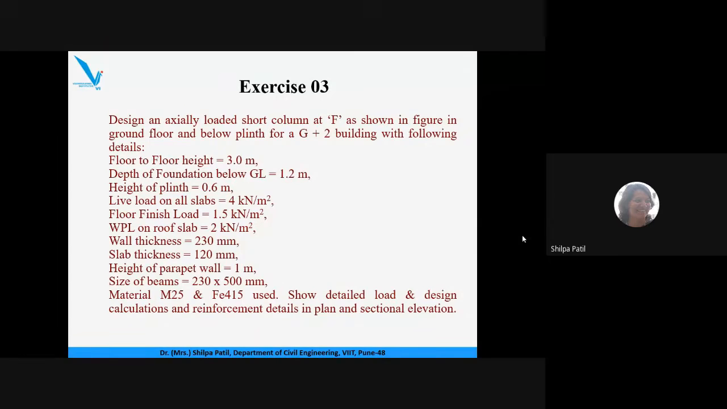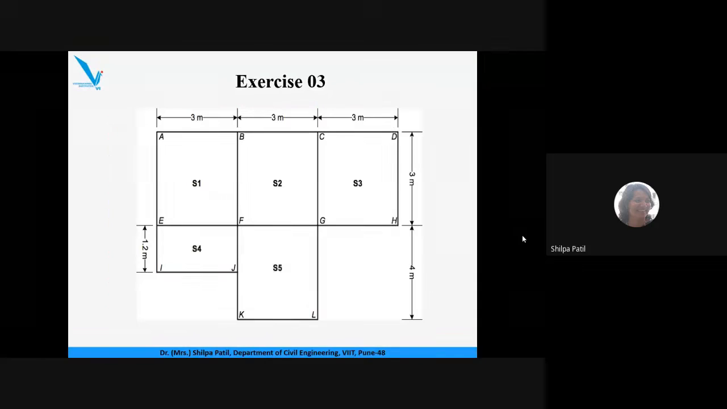Show detailed load and design calculations and reinforcement details in plan and sectional elevation. So for this problem statement, this is the given diagram. We are supposed to design a column at this location F. There are a total of 5 slabs in a particular floor, and these are the different columns named A, B, C, D. We are expected to design column F.